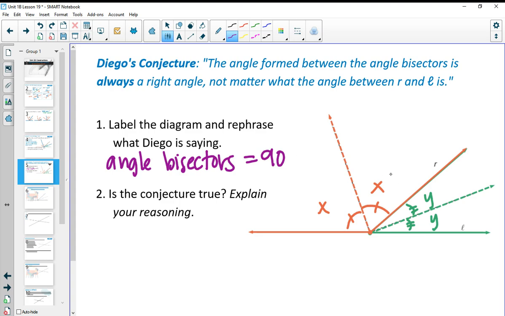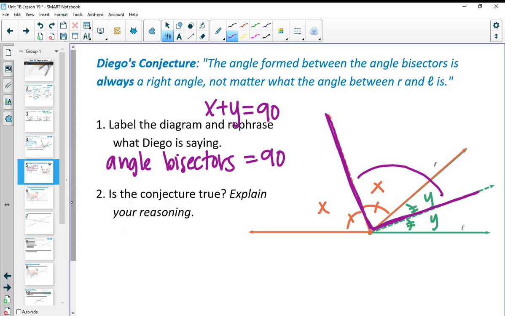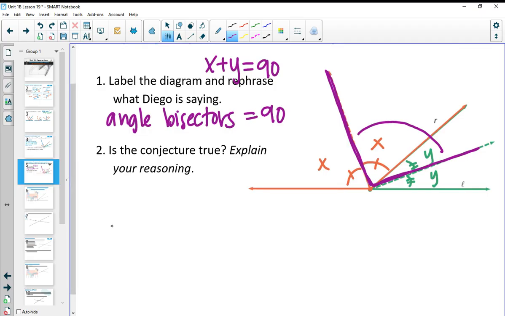And really in this diagram, what that's saying is that these two angles right here, right? So he's thinking these two angles, X plus Y in my case, if I want to put some algebra to it, that X plus Y is going to equal 90. So half of the one angle and half of the other angle are going to equal out to 90. So is this conjecture true, and explain your reasoning?